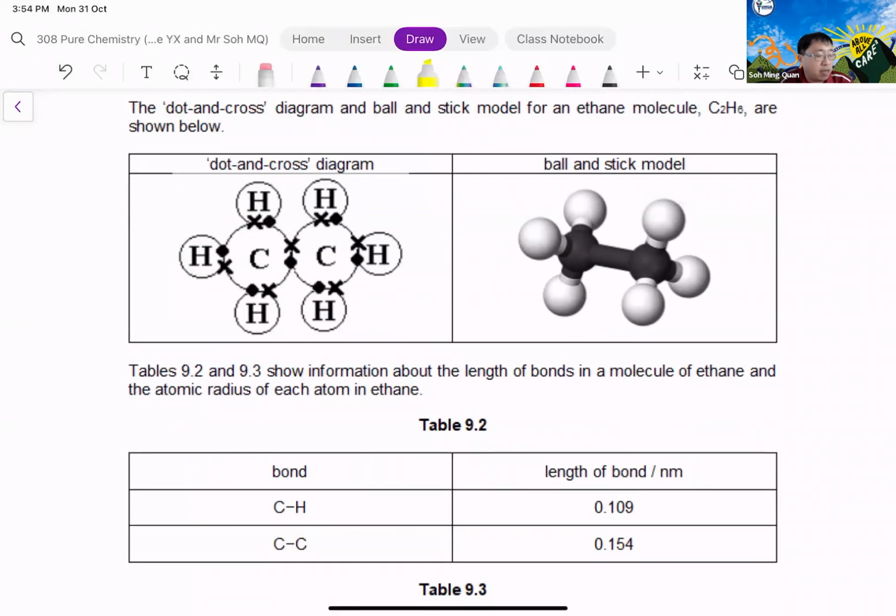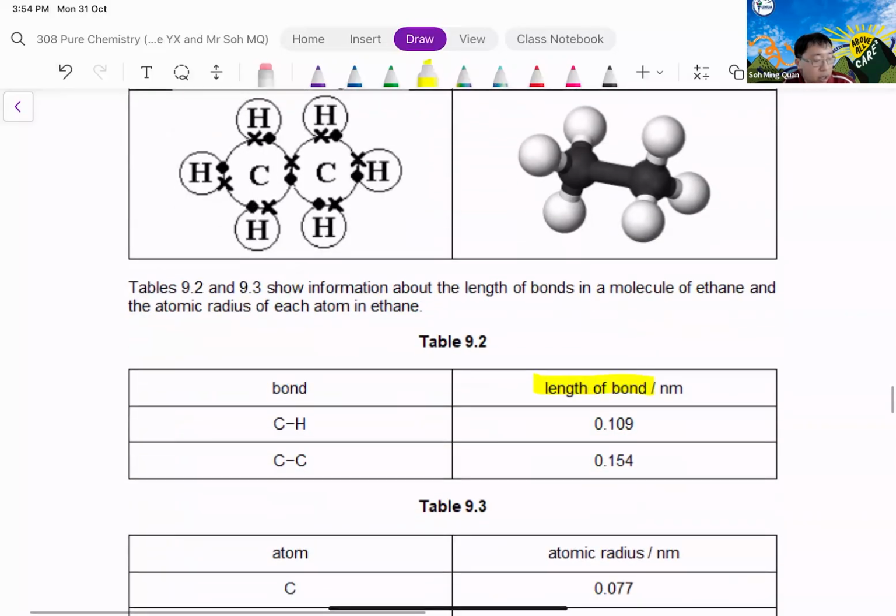Obviously, I must make use of this in my answer, right? The length of the bond. If the length of the bond is not in your answer, then what's the point of giving it to you? Next, the atomic radius of the atom must be in the answer. So it must have something to do with whether the length is correctly shown, whether the radius is correctly shown, whether it's to scale. Okay?